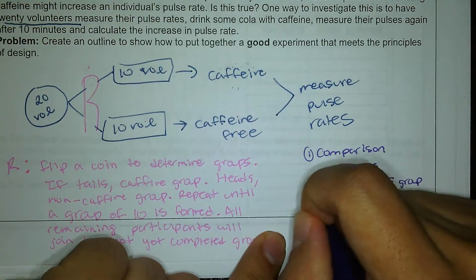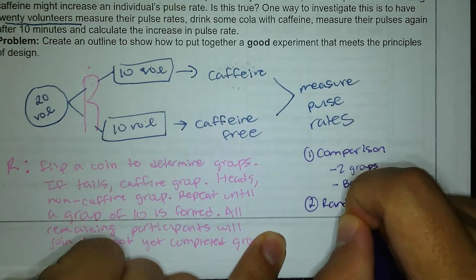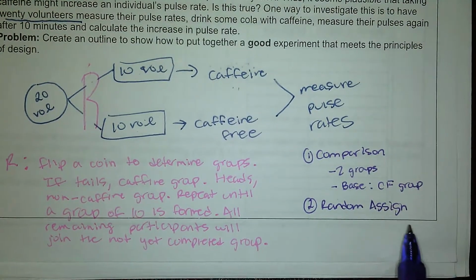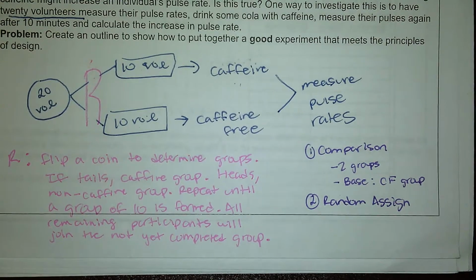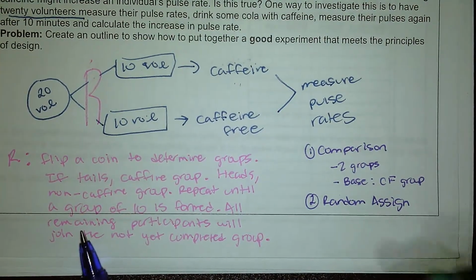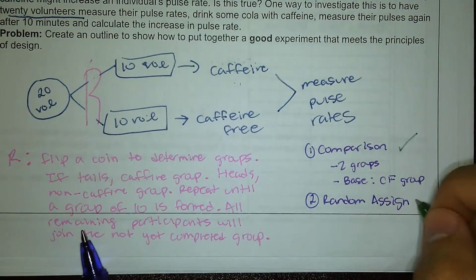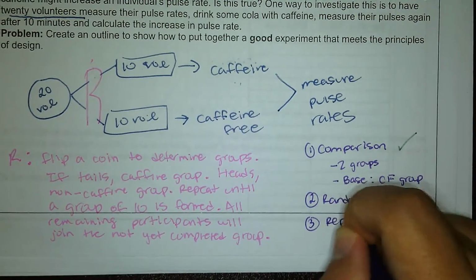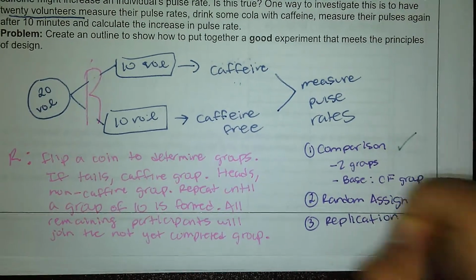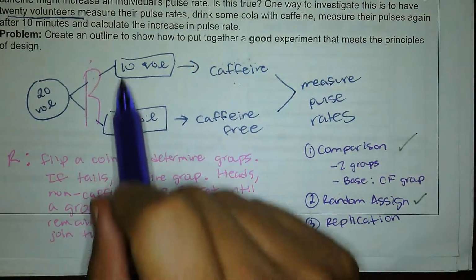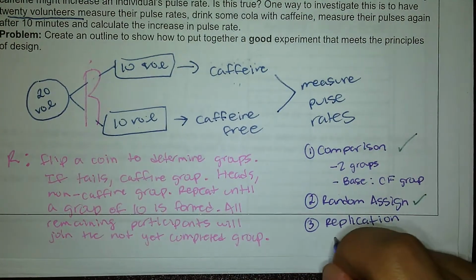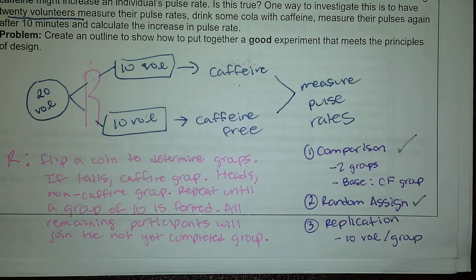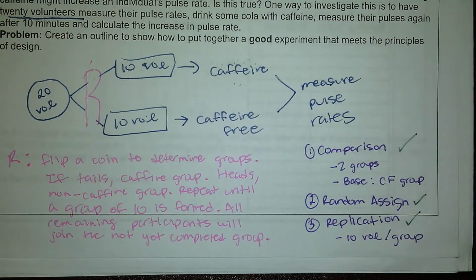The next one was the random assignment, and I was going to abbreviate that, but I decided not to. So I'm just going to say the random assignment, which is definitely verified here in this randomization process. So I've done my comparison. I have two groups or more. I have random assignment, and then the last condition was replication. Was there more than one experimental unit receiving a treatment? And it looks as though, yes, there were, because there were 10 volunteers in each group. So 10 vol per group. So I've met my three conditions for a well-designed experiment.